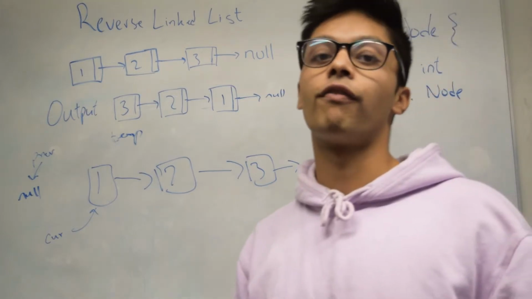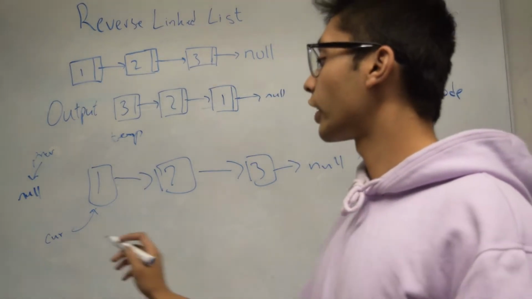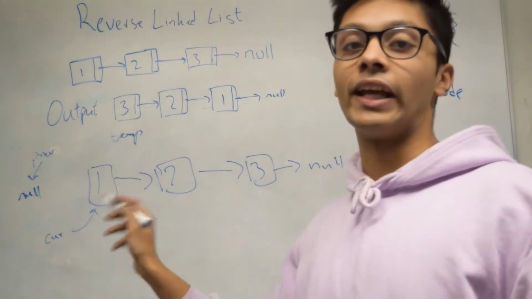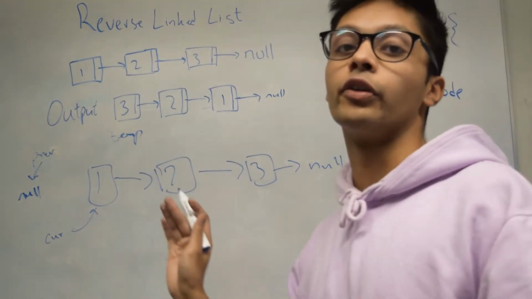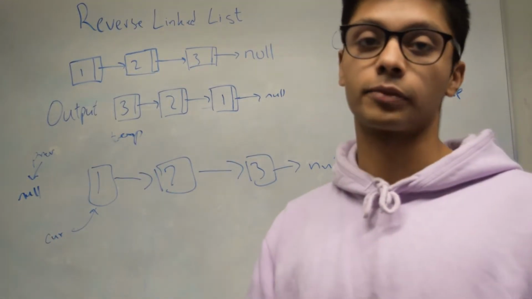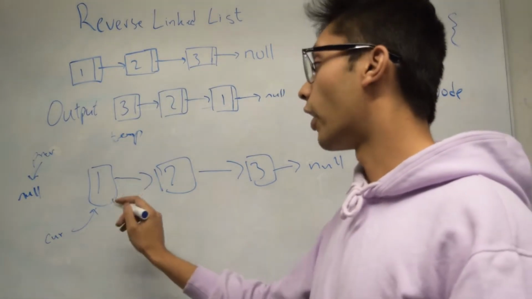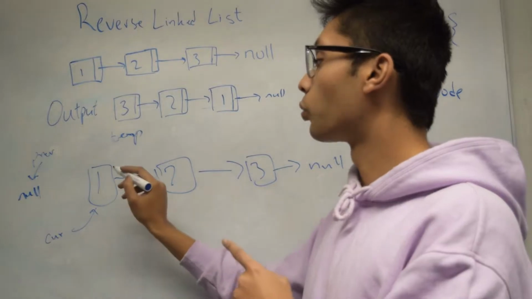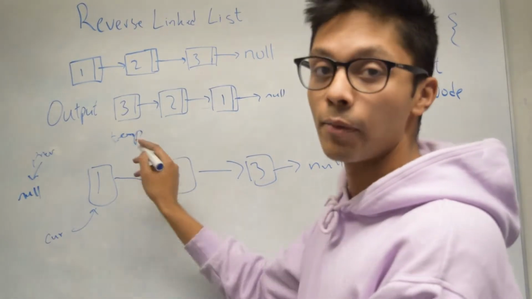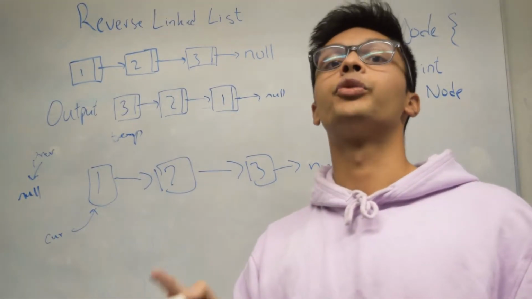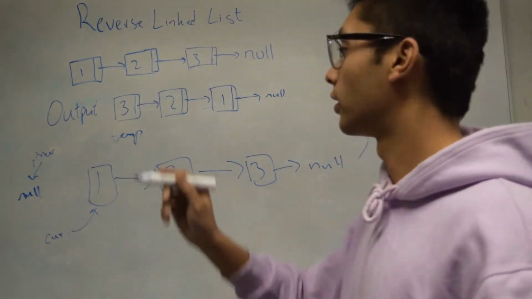So the algorithm we're going to follow is pretty simple. We want to check to see if the current is null. In the base case, if the current is null, we're going to return the previous. I'll just explain that in a bit. So right now, we check to see if current is null. It's not, it's 1. So if the current is 1, we want to set the temp variable to be equal to the next of current.